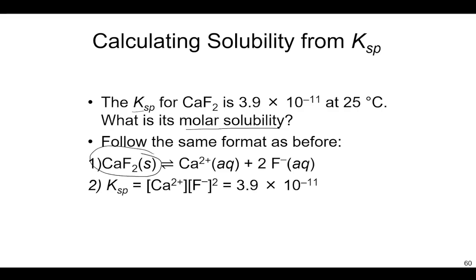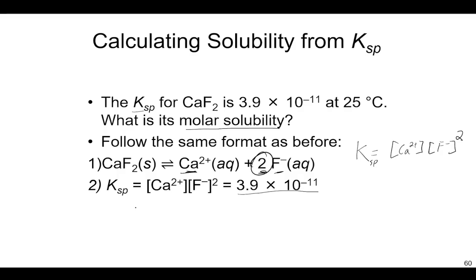That's the way these reactions will always look. Calcium fluoride as a solid, what is it going to generate? Well, it's going to make 1 calcium 2+ and 2 F- ions. I can also write an expression for K, products over reactants, as Ca2+ concentration times F- concentration squared because of this 2. We're still writing our K's the same way based on the reaction we've written, and we're given the value of K here.